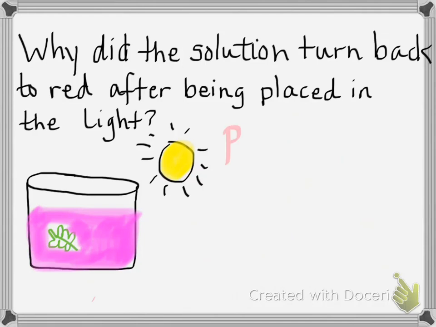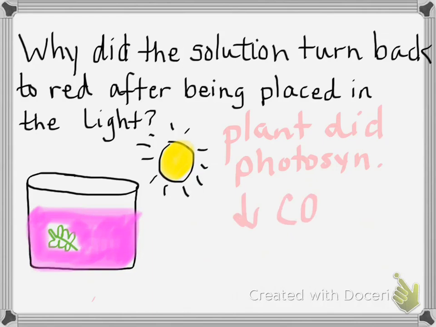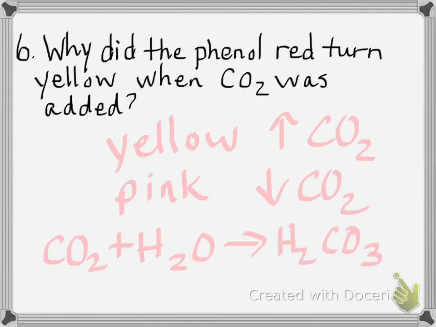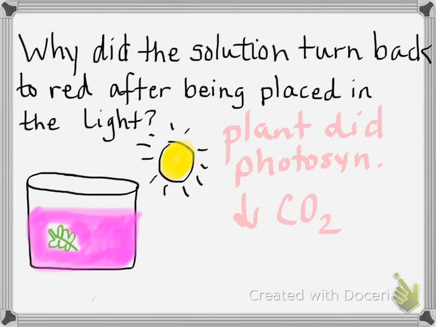Okay, so the plant did what? Plant did photosynthesis. I'm going to abbreviate that. And then how did the plant doing photosynthesis influence the amount of CO2? Did it raise it or lower it? Lower. Lowered the CO2 levels. That's right. So I'm just going to check. When I say there's low CO2, that means it's pink. Correct?